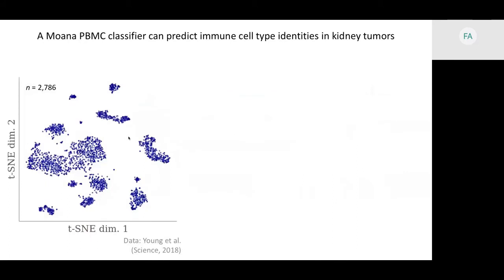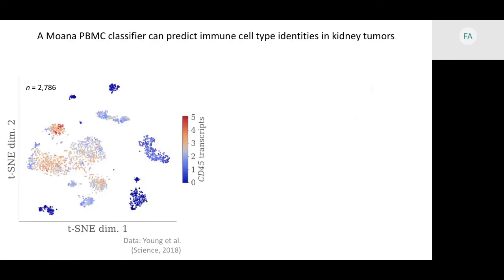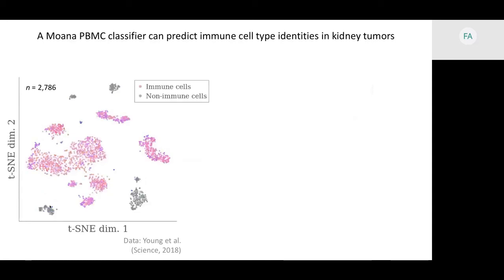Here we're looking at a kidney tumor. This is clear cell renal carcinoma, a data set from Young et al., published in Science. What's interesting about this data set is that the cancer cells actually only represent a small minority of the cells. Most of the cells here are either immune cells or some sort of stromal cells. So we wanted to identify immune cells in this data set. We looked at the CD45 expression. Here we've just identified the clusters of cells that correspond to immune cells.